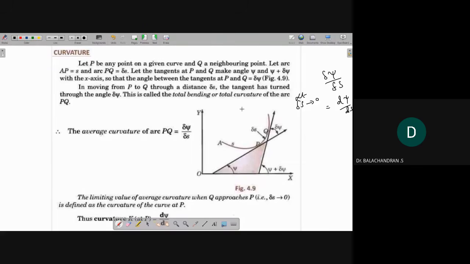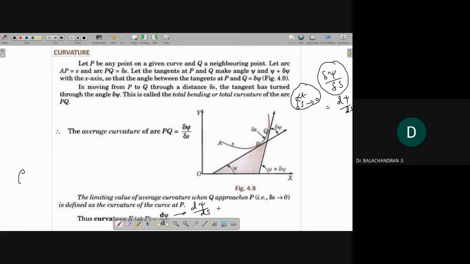So the limiting value of the average curvature when Q approaches P, which means delta S tends to 0, is defined as the curvature of the curve at the point P. The curvature here is denoted by capital K, and it is equal to d psi by ds.